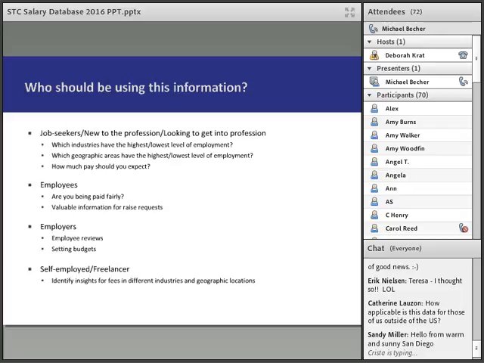So getting back to who else should be using the information, employees. So if you're already in the industry, you're already in the profession, and you want to know, are you being paid fairly? This is a really, really good way to be able to identify that. And I'll show you how to do that later in this presentation to kind of gauge where you are in your work life and then be able to identify how much you should be making from this data.